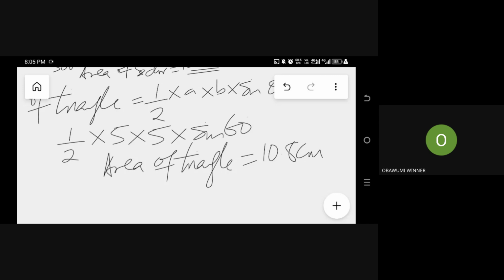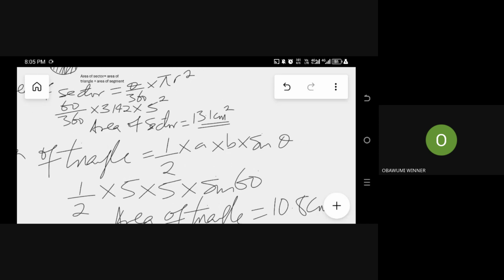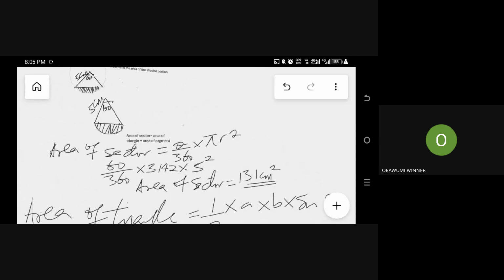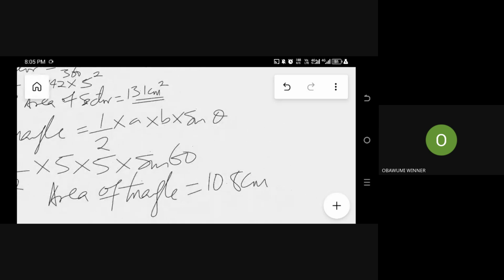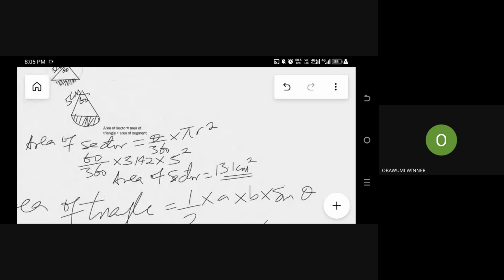So next, now we've gotten the overall area of this sector. We got the overall area as 13.1 centimeters squared. We've gotten the area of the triangle at the top as 10.8 centimeters squared. Then to get the bottom shaded part, this is a recurring question, especially for those of you writing WAEC. This is a recurring question, very, very important.